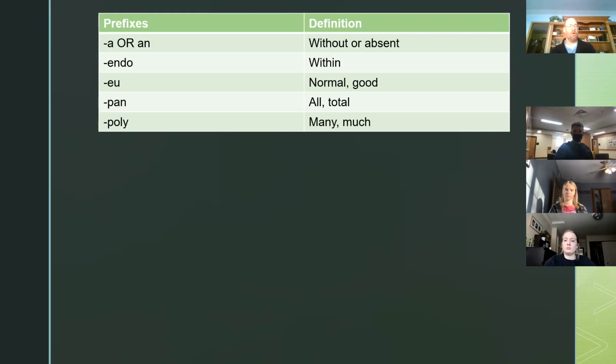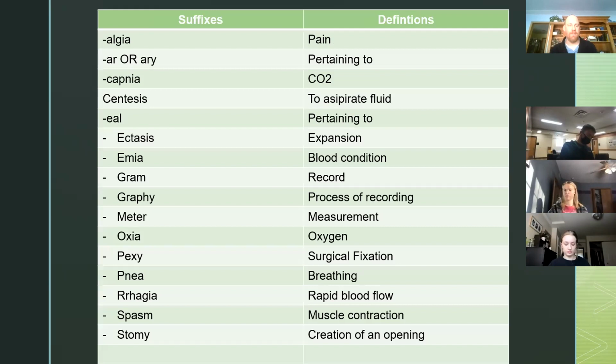All right, eu is a prefix meaning normal, good, or true. In athletic training we often use the term euhydrated, meaning they're truly hydrated. So eu means normal or good. Pan means all or total. If I have, for example, and I actually think I do, pansinusitis, I have inflammation of how many of my sinuses? All of them. Yup, absolutely. Poly obviously means many or much, so this is pretty self-explanatory. All right, suffixes. It just keeps on going.